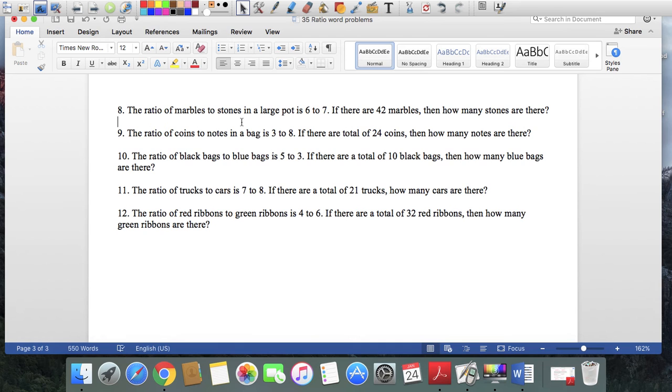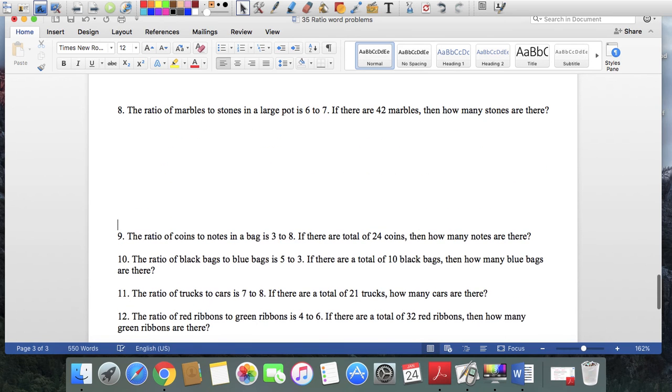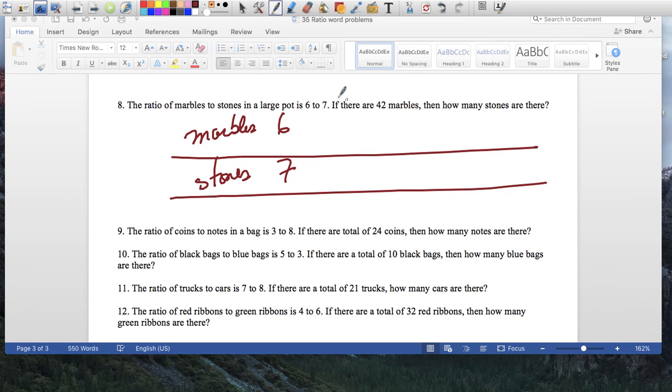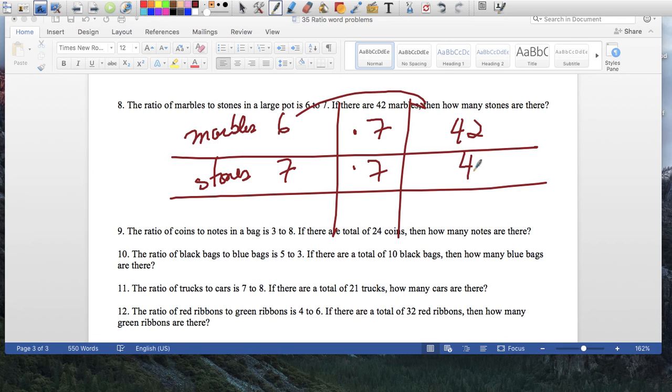8. The ratio of marbles to stones in a pot, so we've got marbles to stones is 6 to 7. And we know that there are 42 marbles. So what's the multiplier? 6 times 7, right? So it has to be 7 times 7. If I have 42 marbles, how many stones do I have? 49.